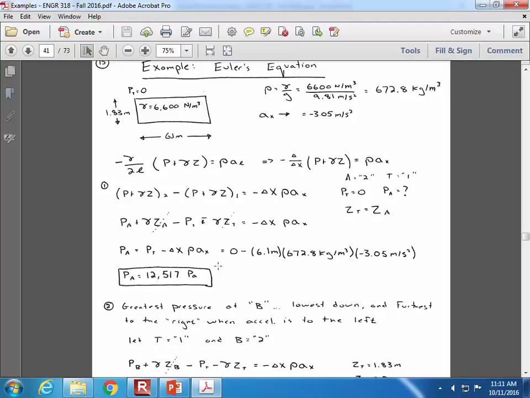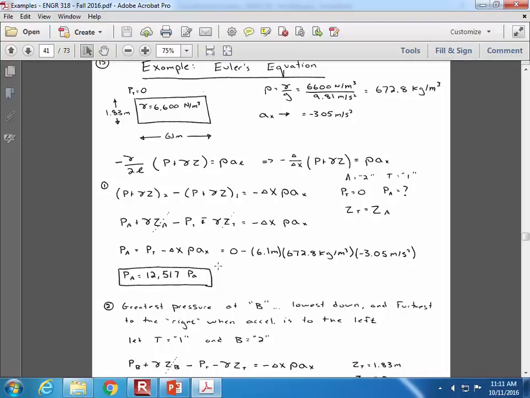Also, I'm going to interpret the acceleration statement here. So acceleration in the x direction is negative 3.05 meters per second squared. And that's because we say by convention, positive x is to the right and positive z is up. And this acceleration is to the left, and that's why it's a negative 3.05 meters per second squared.